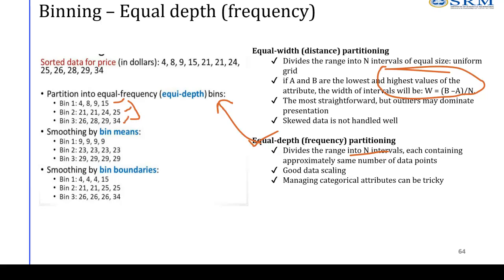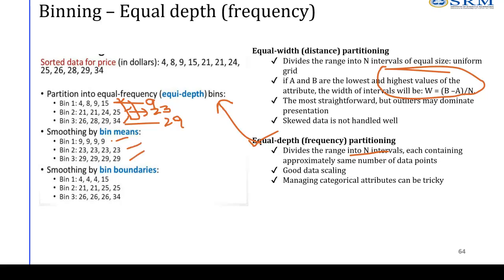And then as we have seen already, when you are planning to smooth by bin means, the mean of this is 9, so all the elements of this are replaced by 9. The mean of the second bin is 23, so all its elements are replaced by 23. Here the mean of this is 29, and this mean is replacing all the components in bin 3.